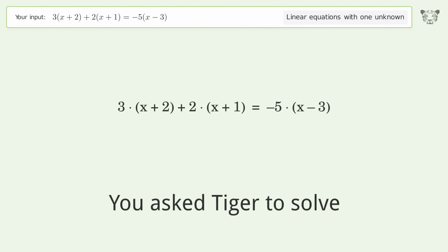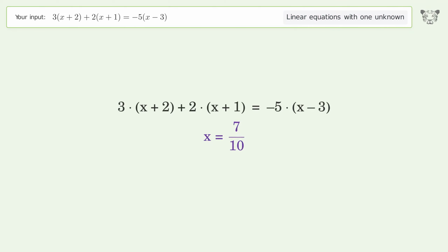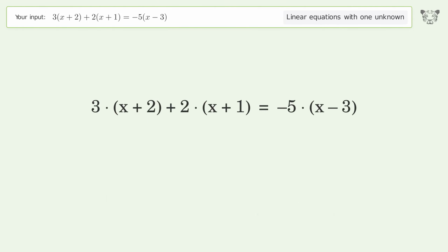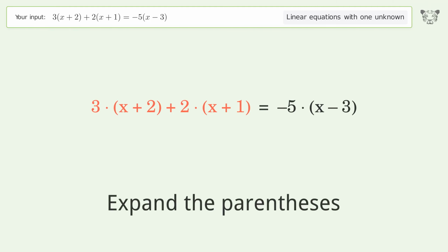You ask Tiger to solve. This deals with linear equations with one unknown. The final result is x equals 7/10. Let's solve it step by step. Simplify the expression. Expand the parentheses.